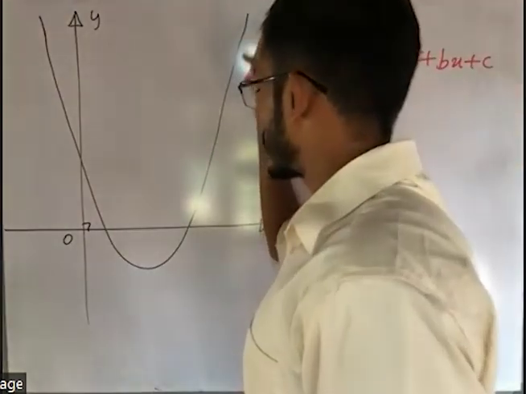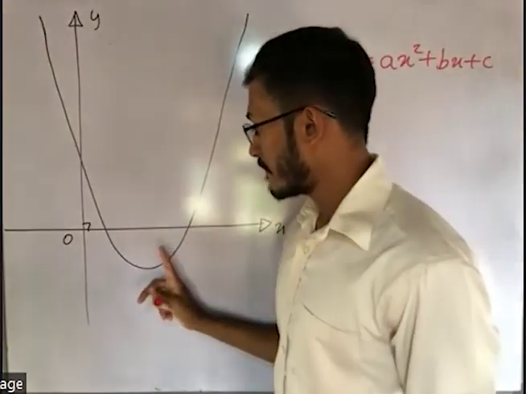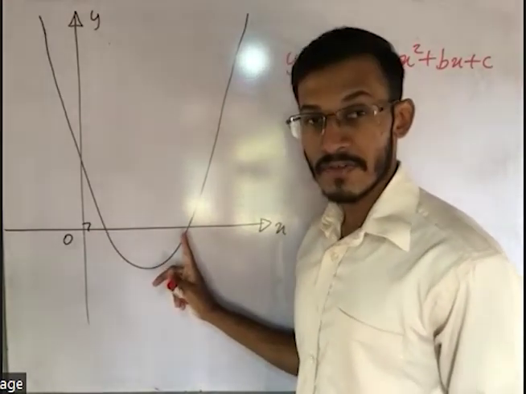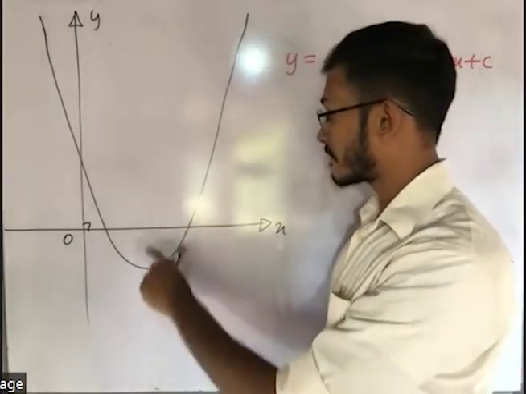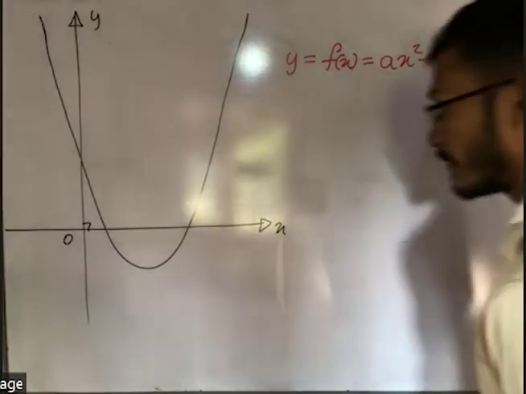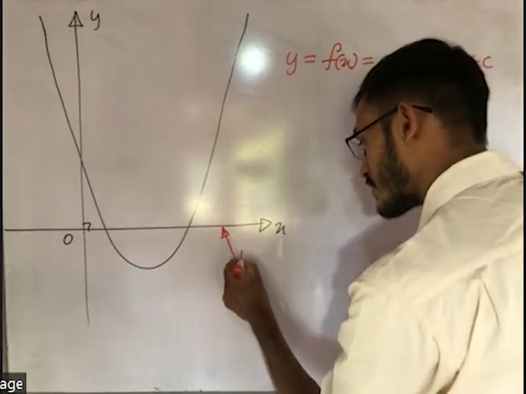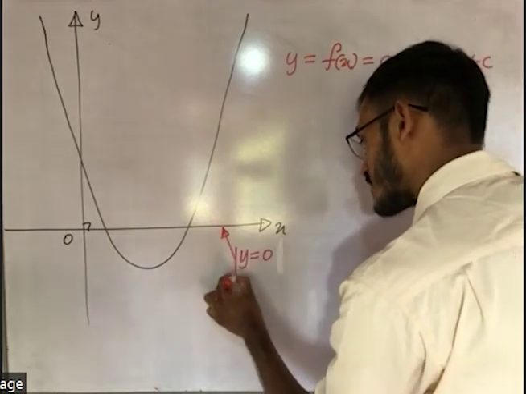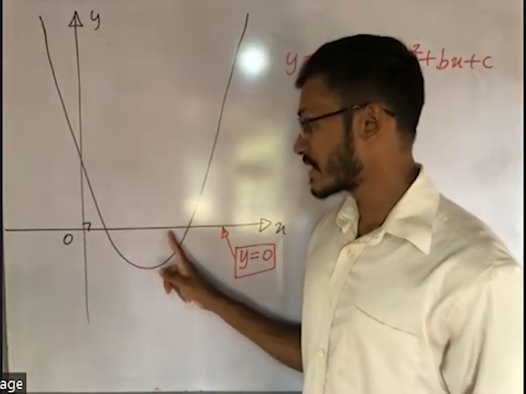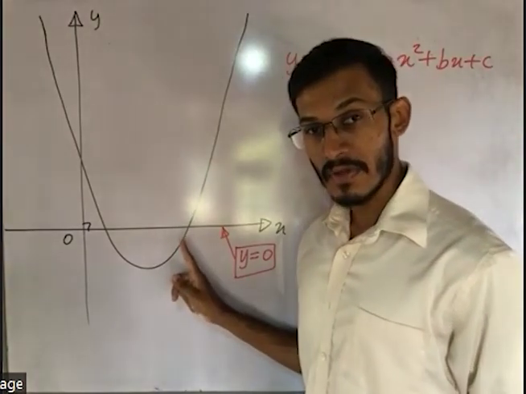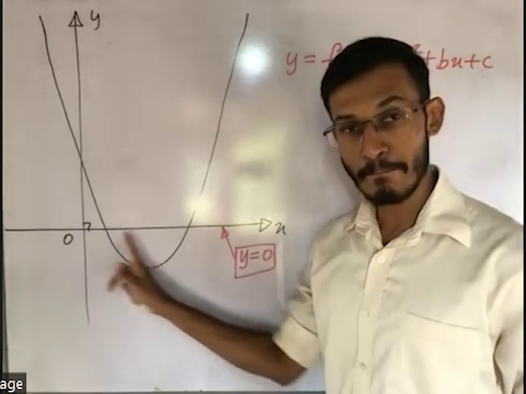This is the graph of this quadratic function, and if you look, it will intersect the x-axis in 2 different points. Those 2 points are the roots of this quadratic function when it is equal to 0. This line, the x-axis, is the y equal to 0 line. If you take any point on this x-axis, the y coordinate is 0.